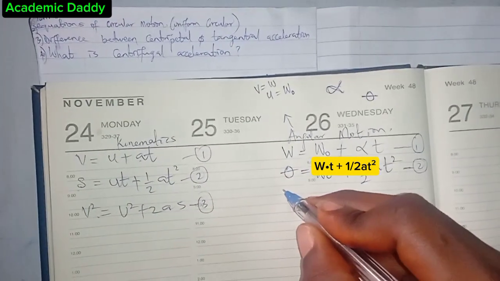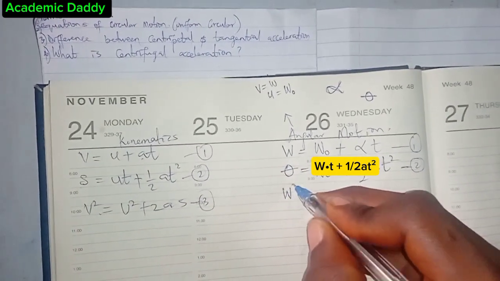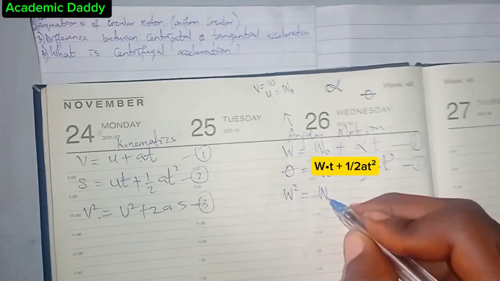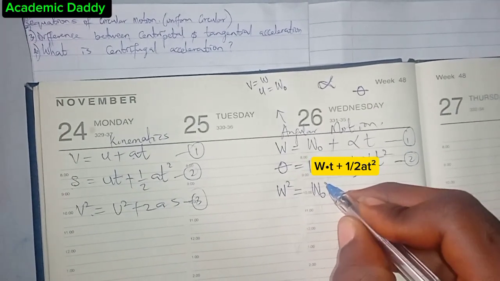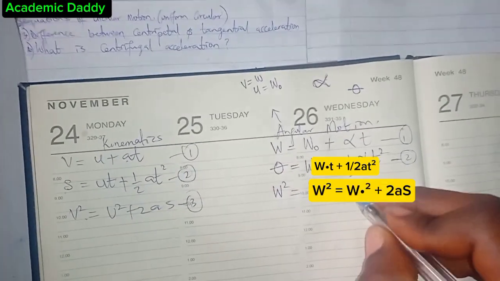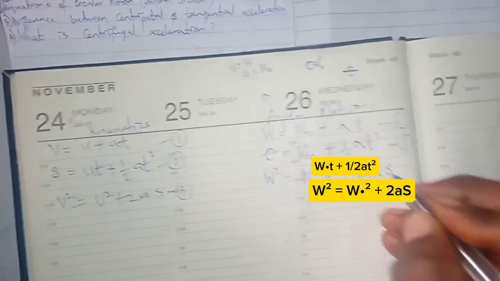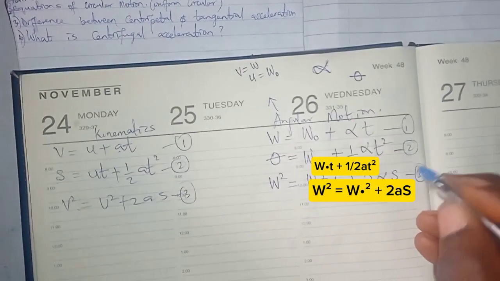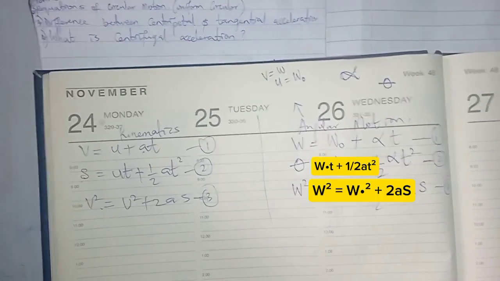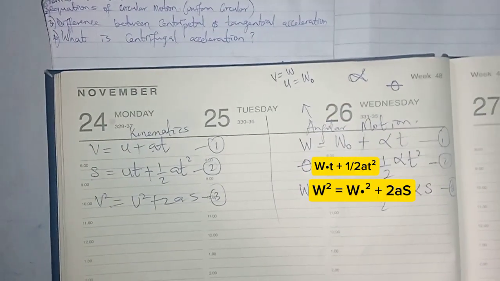So for this one, where I see v square, I put w square equals w0 square, that is initial angular velocity square, plus 2 alpha theta, that is displacement. So this is equation 3. So these are the 3 equations of angular motion. That is just it. Now let's move to the next one.